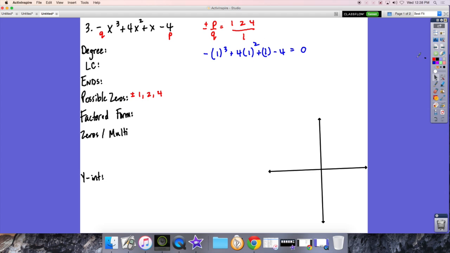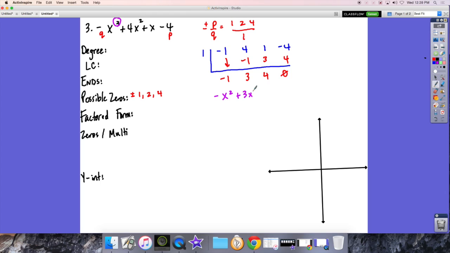So now what I do is I take 1 and I'm going to use it for synthetic division. So we found that equals 0, which means we put a 1 on the outside. So that's negative 1, 4, 1, and negative 4. And now we complete our synthetic division. So you bring it down, multiply 1 times negative 1 is negative 1, add, multiply, all the way through. And that's what should happen because we got an answer of 0. Now, since this started at 3, this answer down here will start at 2.